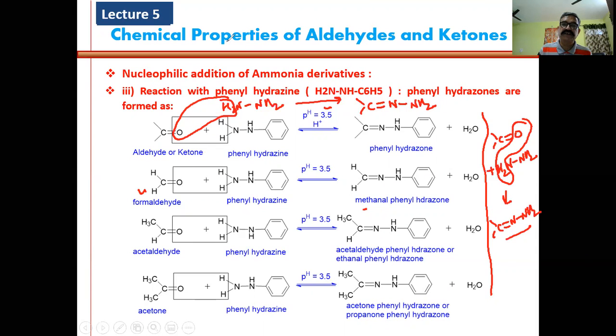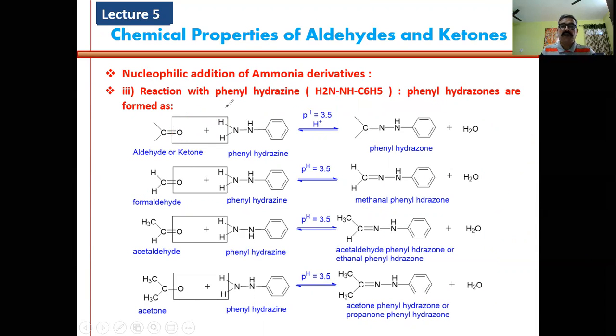Now next is reaction with phenyl hydrazine. The difference between hydrazine and phenyl hydrazine is that in case of phenyl hydrazine, one H of the NH2 is replaced by phenyl. This is phenyl hydrazine. And the end product is phenyl hydrazone. Hydrazine gives hydrazone, phenyl hydrazine gives phenyl hydrazone. Reaction is same, loss of water.